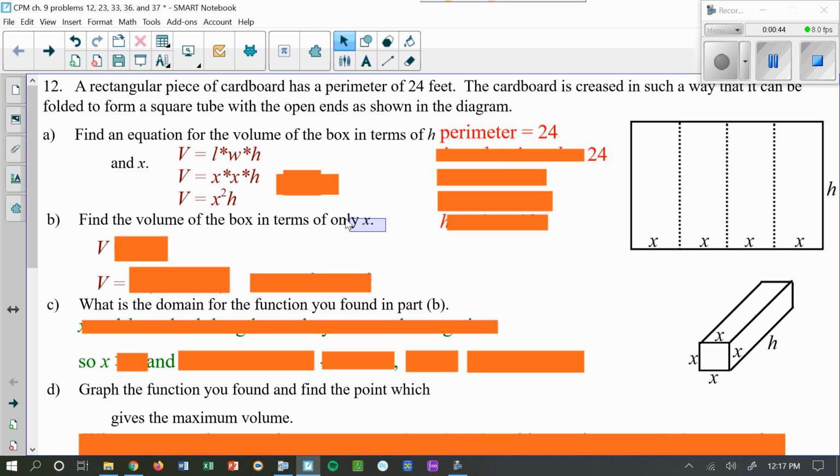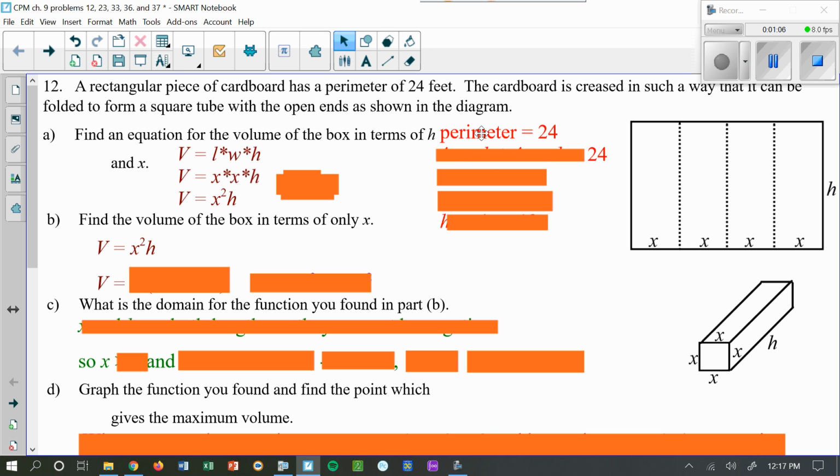But when we look down here, it says it wants the volume only with x's. Hmm. Well, right now we have it with x and h. So in other words, we need to somehow represent h in terms of x's.